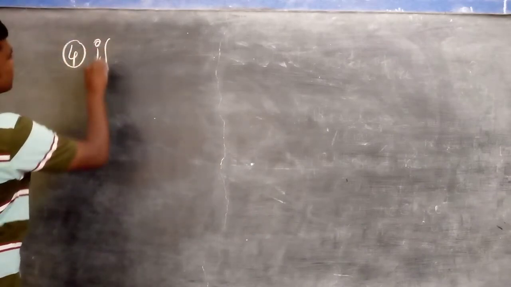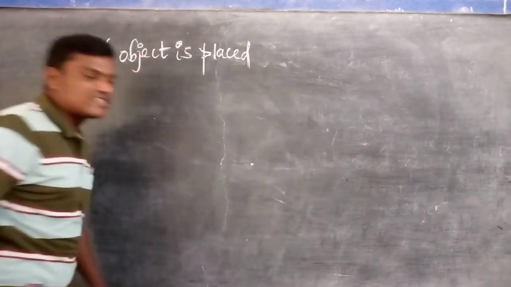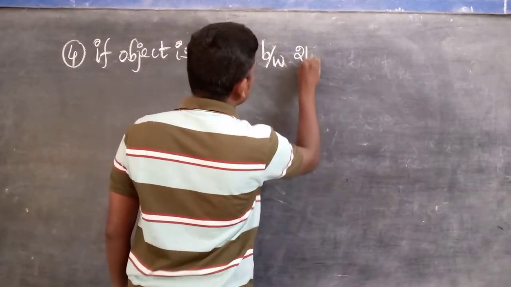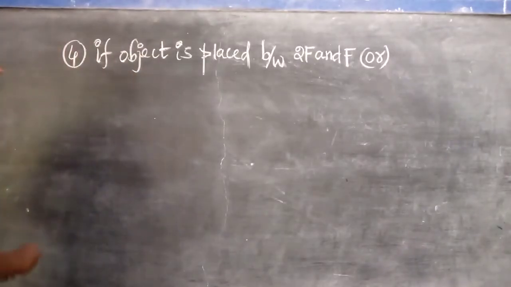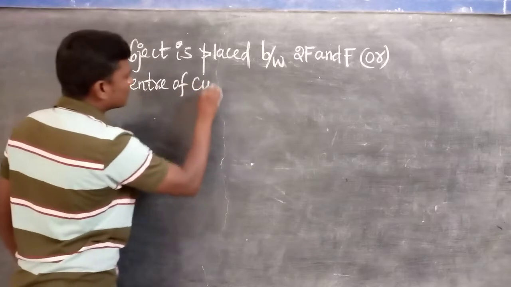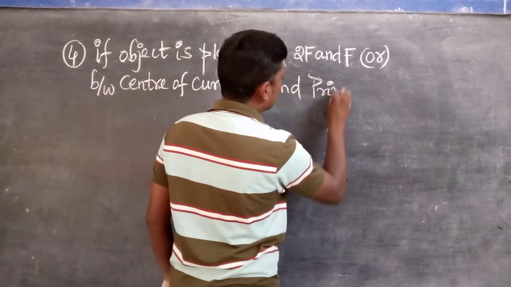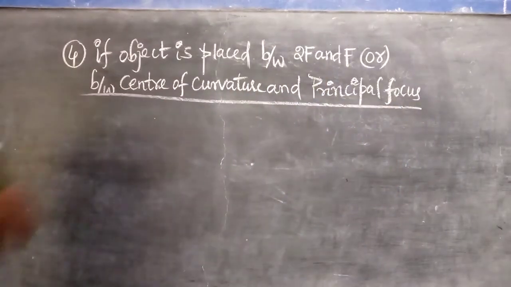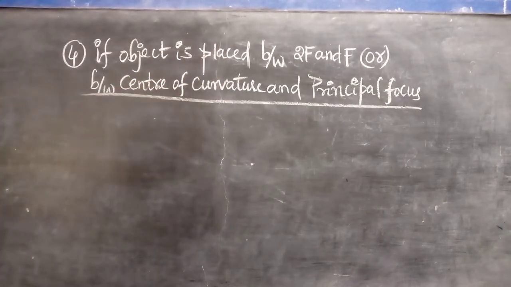Fourth one. If the object is placed between 2F and F, or, inversely, between the center of curvature and the principal focus.